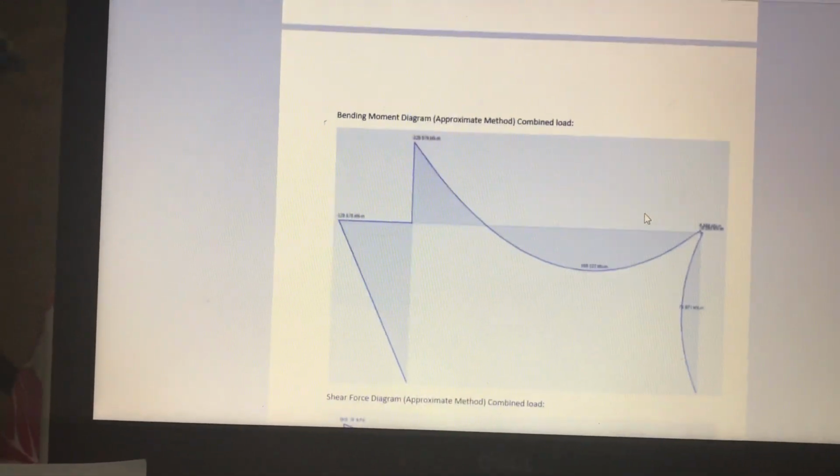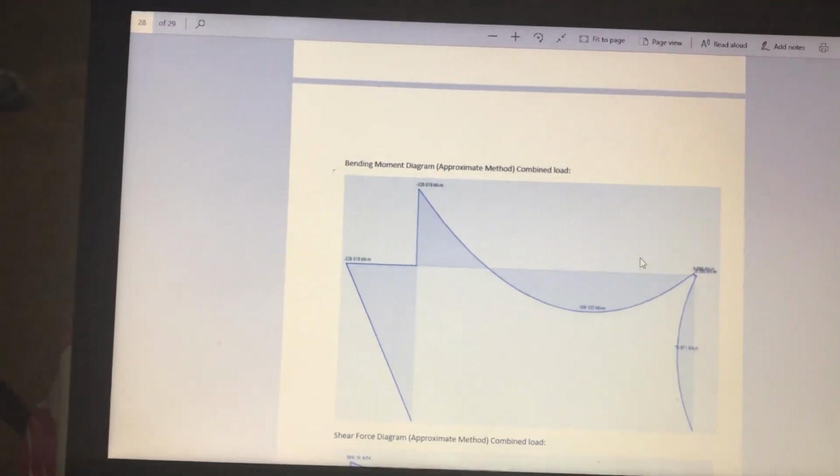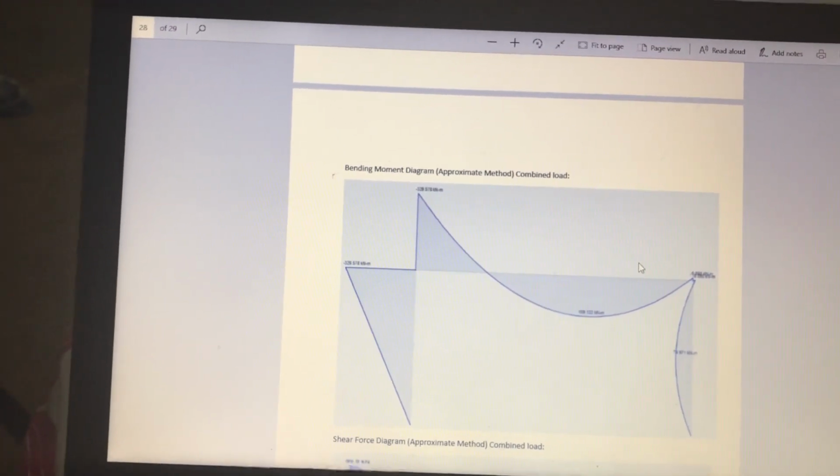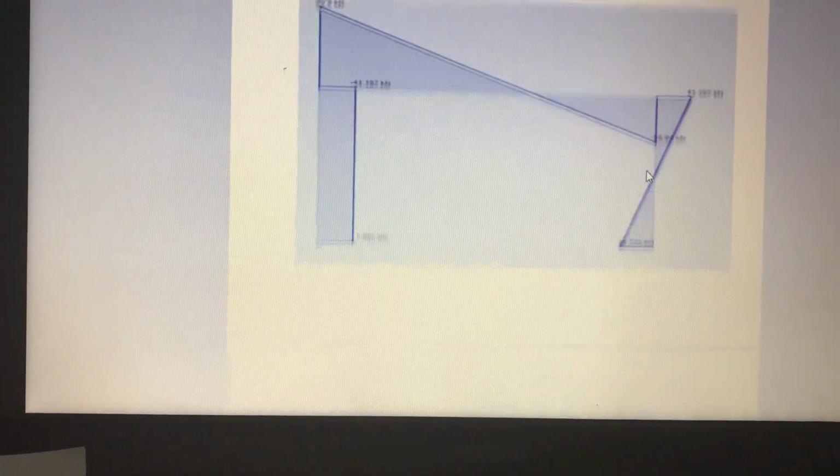After that, I combined both of them. For the horizontal load and the vertical load, I combined the load and get the bending moment diagram and the shear force diagram. So that's pretty much it.